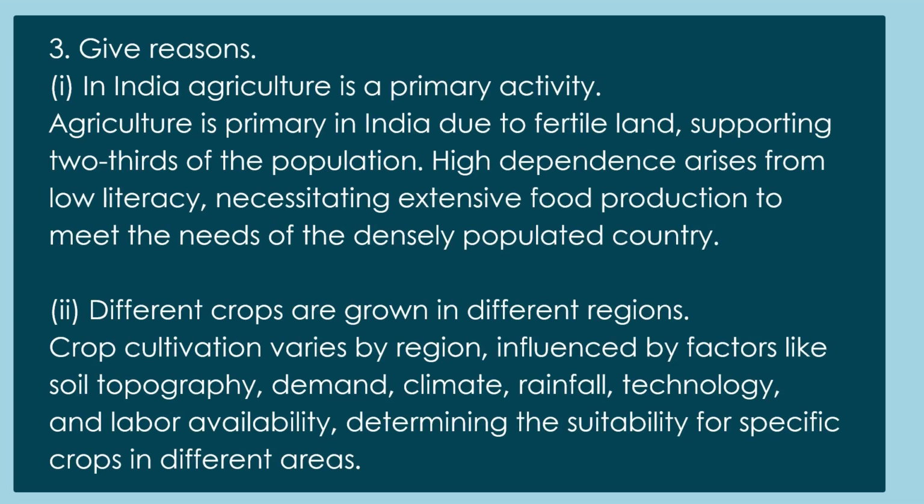Question number 3. Give reasons. In India, agriculture is a primary activity. Agriculture is primary in India due to fertile land supporting two-thirds of the population. High dependence arises from low literacy, necessitating extensive food production to meet the needs of a densely populated country.